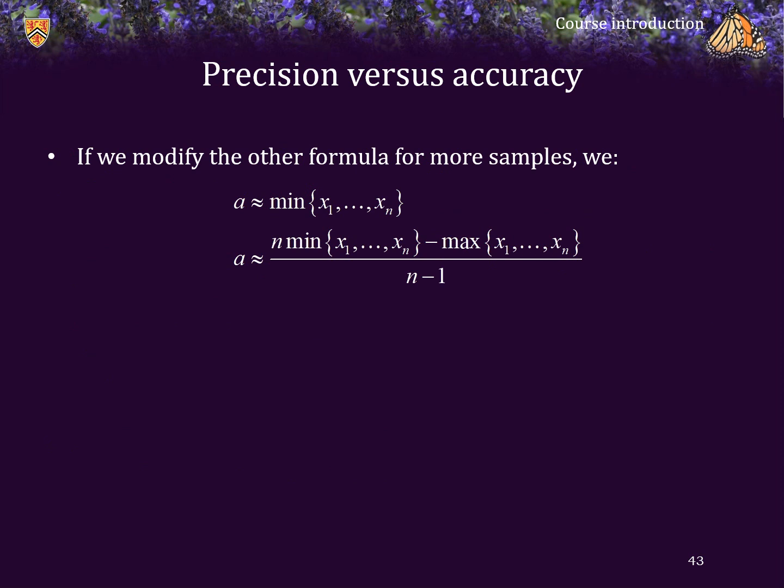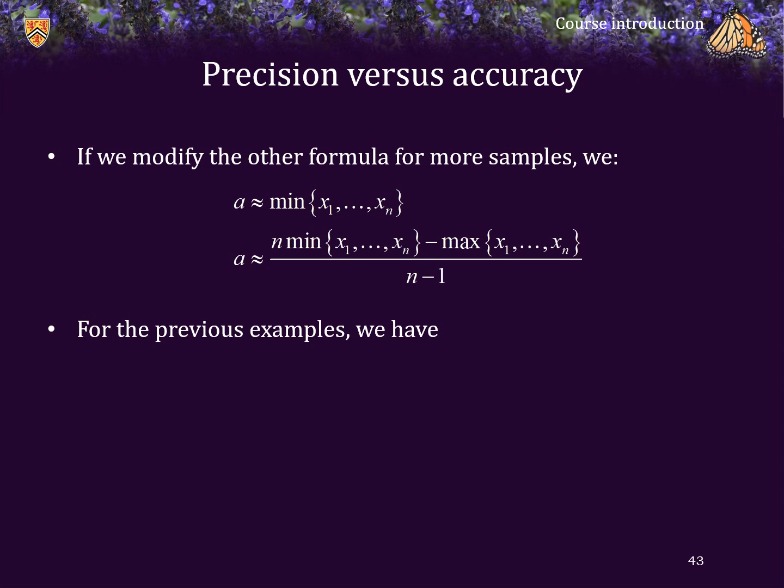Now, we can modify the other formula to deal with the fact that we have more samples. So now, we could approximate the lower bound A by taking the minimum of n samples, or we could calculate the following linear combination of both the minimum and the maximum of the sample. The second formula is just as easy to calculate as the first, more or less. You're finding the minimum of the n samples, and the maximum. So that one should be slightly better.